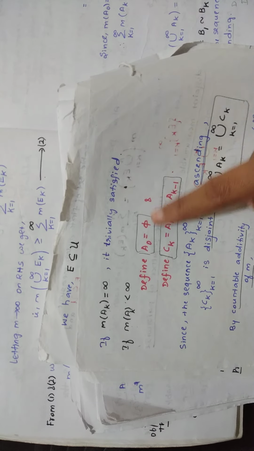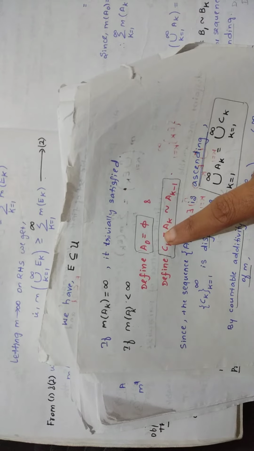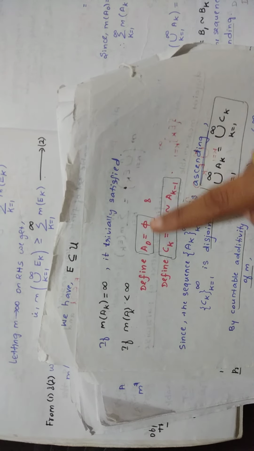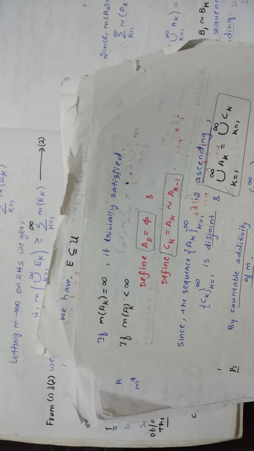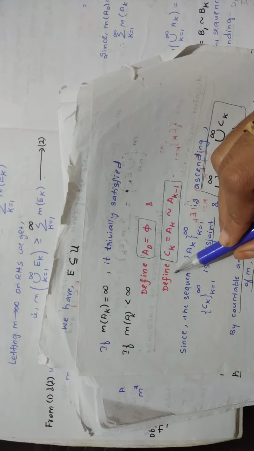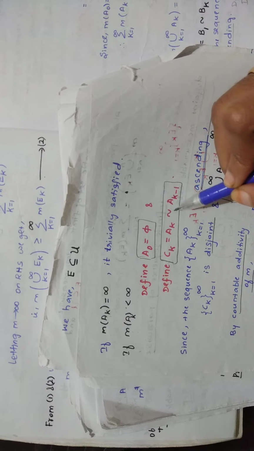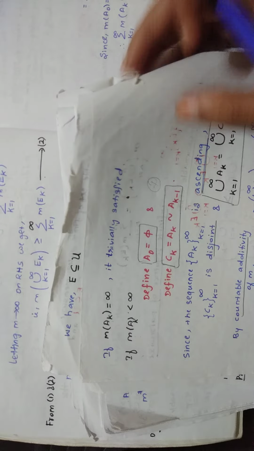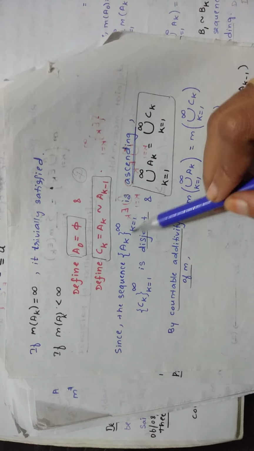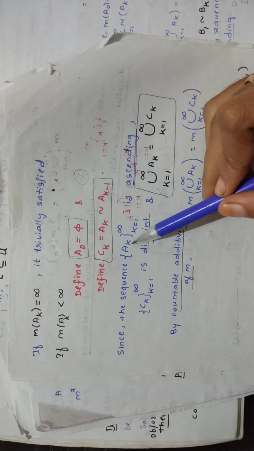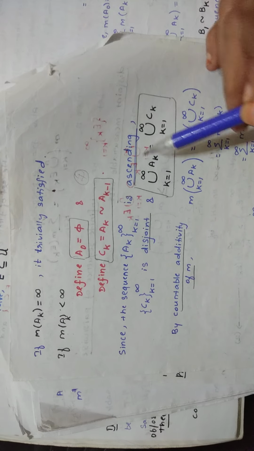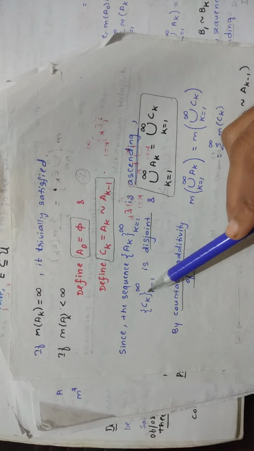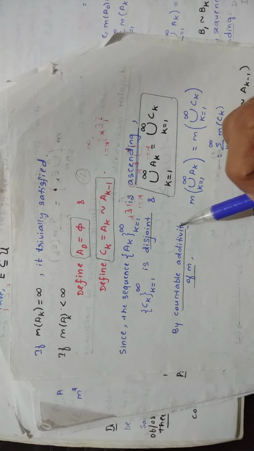Define A_0 equal to the empty set. You are defining this, okay? To prove this, you are defining. Define A_0 equal to the empty set. And also you define C_k equal to A_k minus A_{k-1}. Okay, keep this in your mind. Also, since this sequence is ascending, in the statement you are having A_k, k equal to 1 to infinity, is ascending. So when you find the sequence C_k, k equal to 1 to infinity, that will be disjoint.